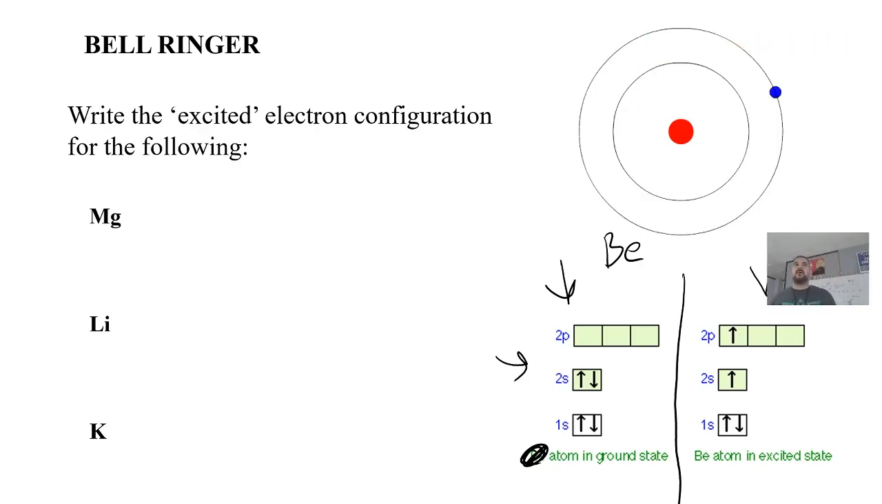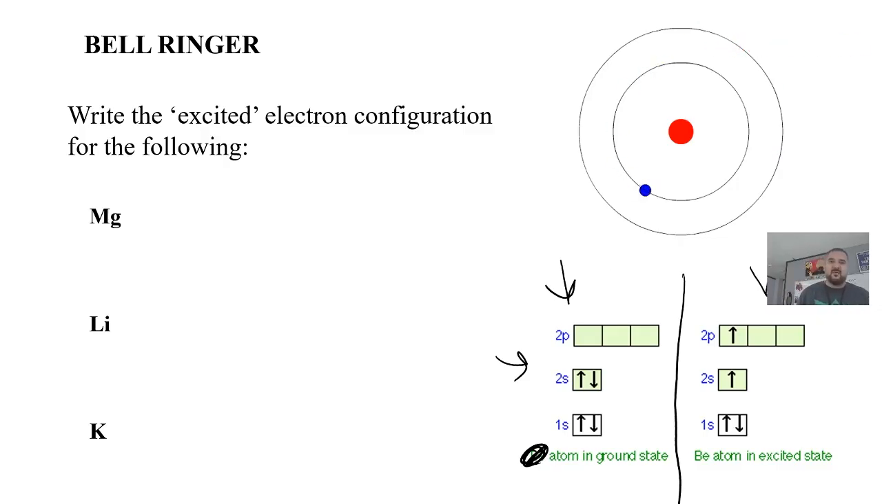Y'all remember excited? So what happens if you excite an electron? What does it do? It jumps to a higher energy level. In the case of beryllium, this electron jumped to that energy level. So if I were asking for a ground state, would this answer be correct? No, because that's not the ground state. It's an excited state. How do we identify the element? What do we got to count? We got to count the number of electrons. If it's got 4 electrons, it's going to be beryllium.